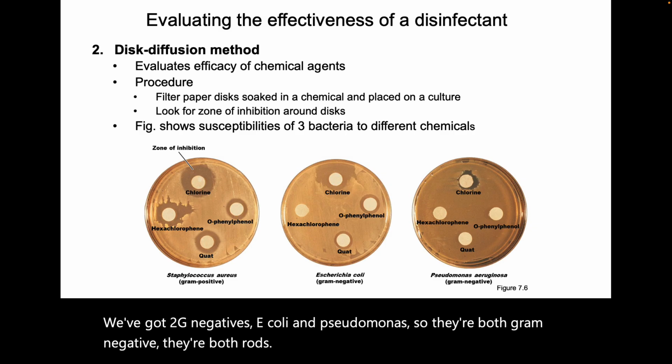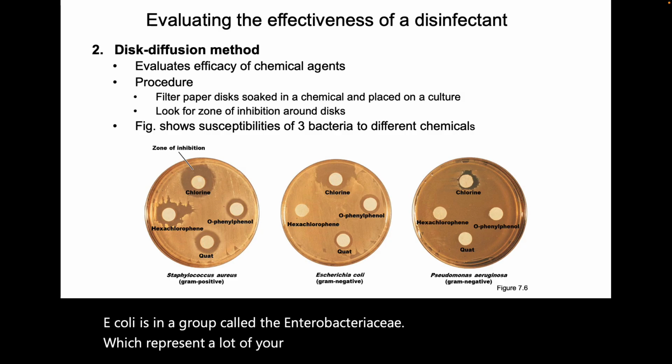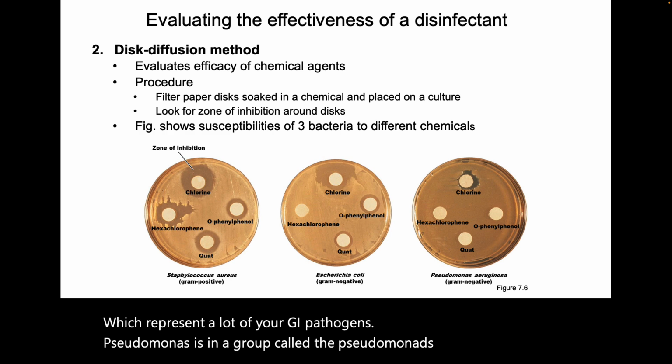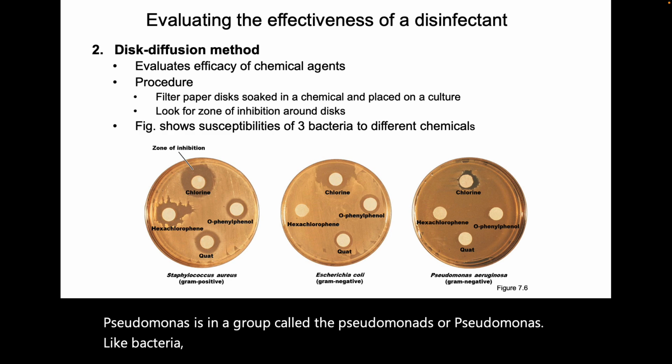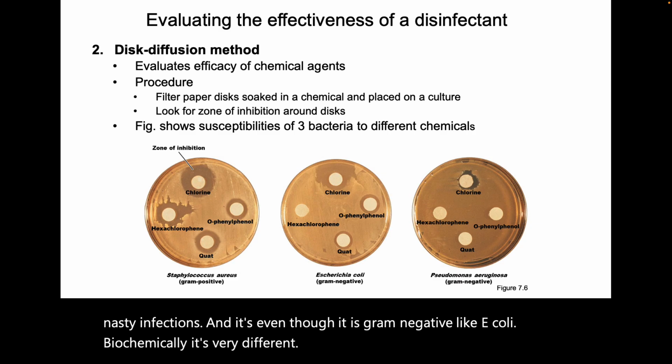E. coli is in a group called the Enterobacteriaceae, which represent a lot of your GI pathogens. Pseudomonas is in a group called the Pseudomonads, or Pseudomonas-like bacteria. This one tends to be very good at contaminating and causing nasty infections. And even though it is gram-negative, like E. coli, biochemically it's very different. So it's good to test multiple.